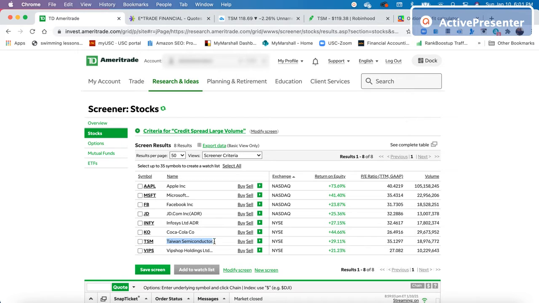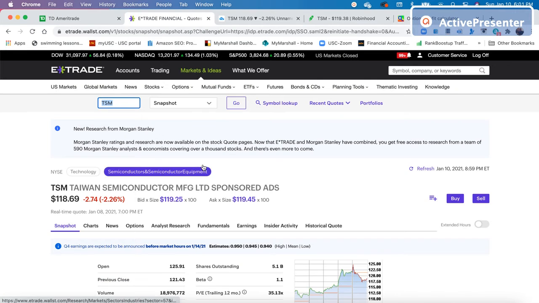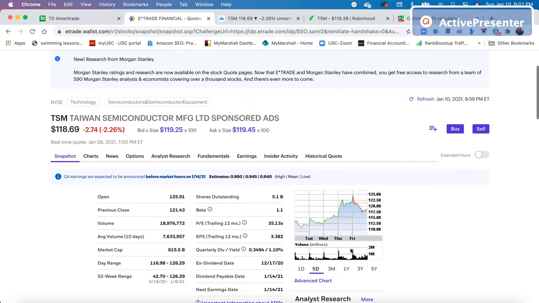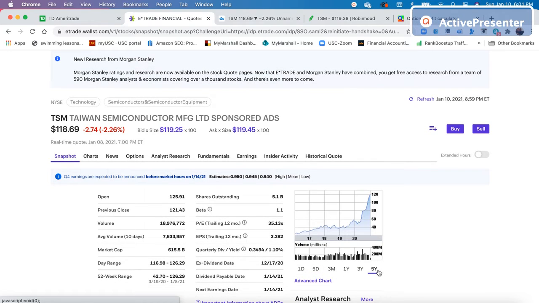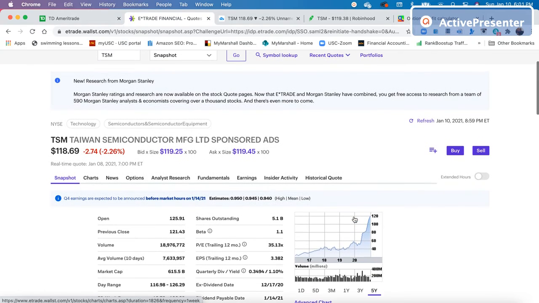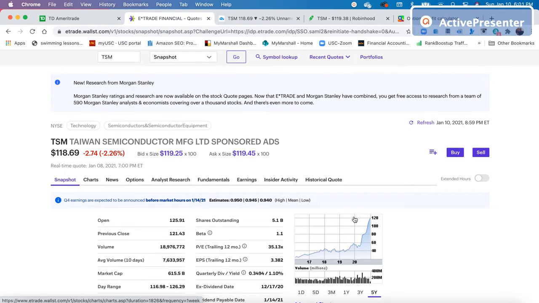If you can see where my mouse is. Okay. The next thing we're going to do is go to E-Trade to verify the fundamentals. So here's my E-Trade right here. I'm going to first look at the 5-year, how it's done in the last 5 years. And you see the stock has done really well.